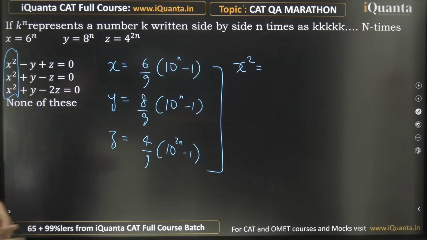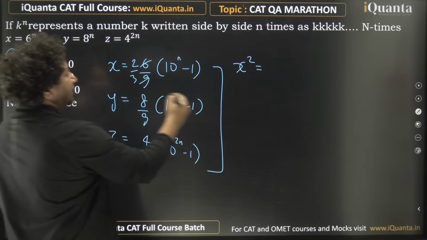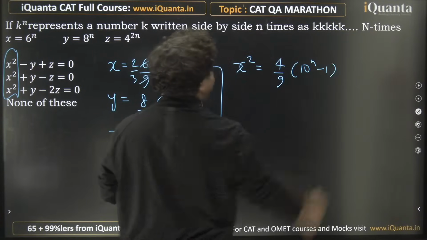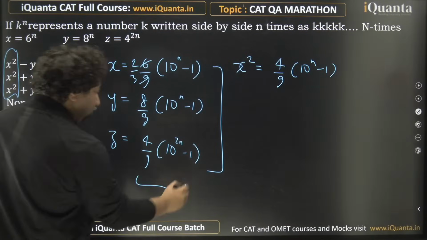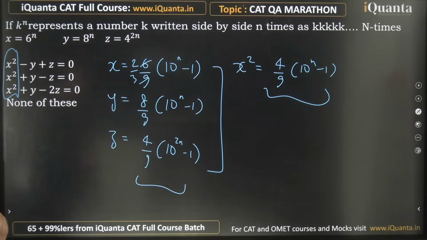Which comes out to be how much? But by the way, this can be cancelled out, 2 by 3. So we'll have 4 by 9 times 10 to the power n minus 1. We are dealing with this, this and this. In these two, 4 by 9 is common. Here we have 8 by 9. Probably we can get something. Yes or no?